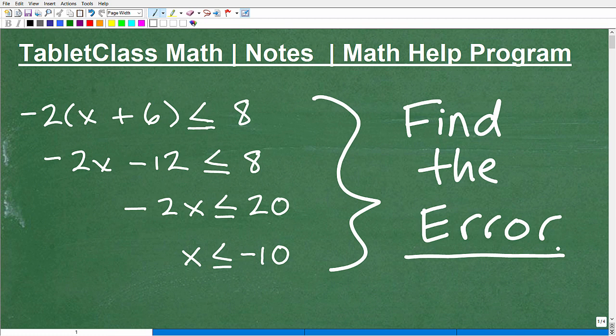Of course, I'm going to walk through this step by step, so stick around and I will point out where the error is. Obviously you don't want to make this error, because you want to keep all your points on your tests and quizzes, all right? So you can get that nice A plus and accomplish your math goals.